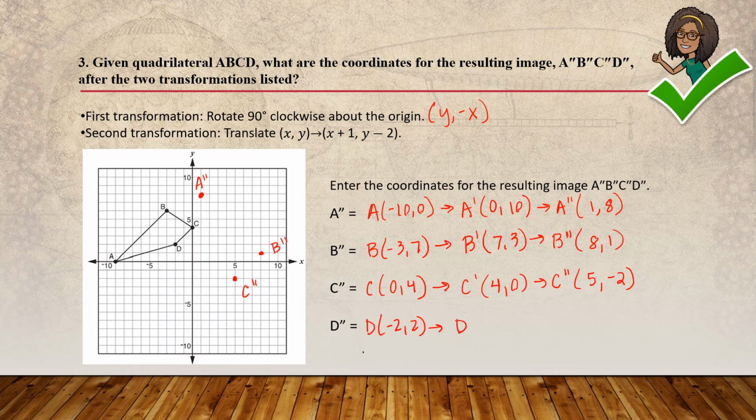Last one, D prime, we switch, take the opposite of the x, so (2, 2). So for D double prime, we add 1 to the x and subtract 2 from the y. So we have (3, 0) here. So when we look at our picture, let's do that a little bit better. That is our image, and that is our pre-image after the transformations.